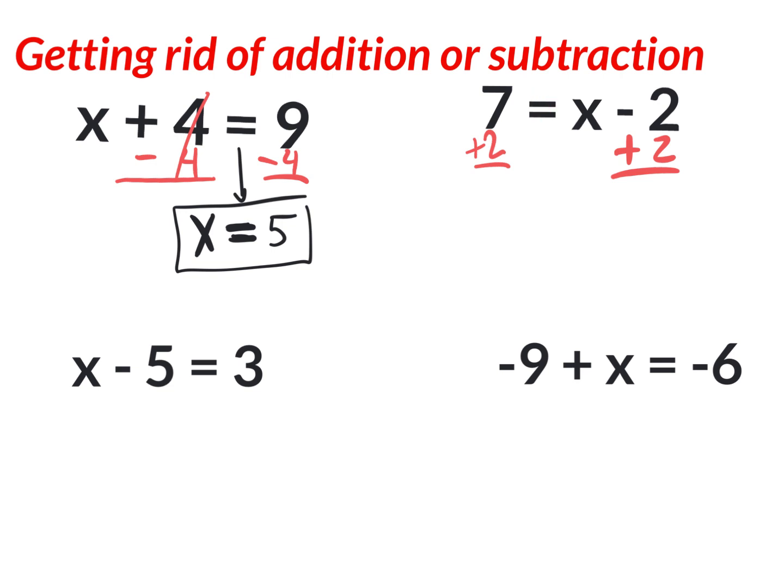So what is 7 plus 2? 7 plus 2 is 9. Bring down the equal sign. And negative 2 plus 2, that's 0. So you could just scratch it out and you bring down the x. And there's your answer, 9 equals x.